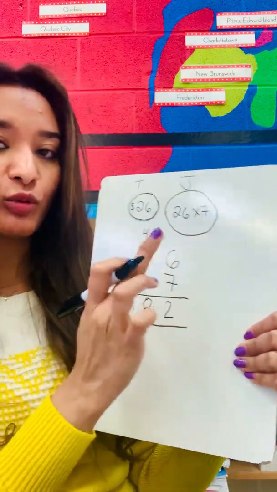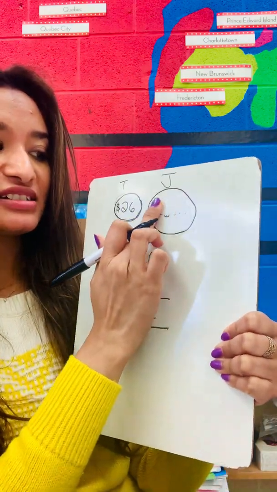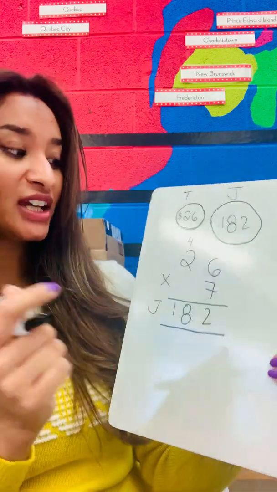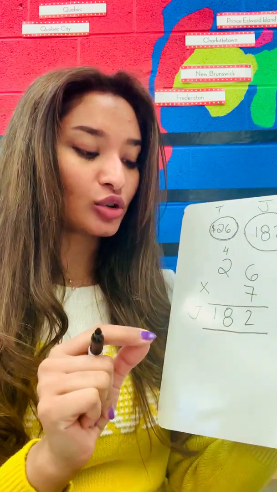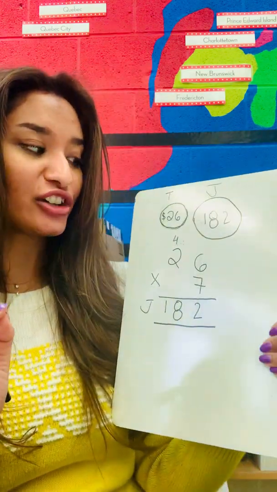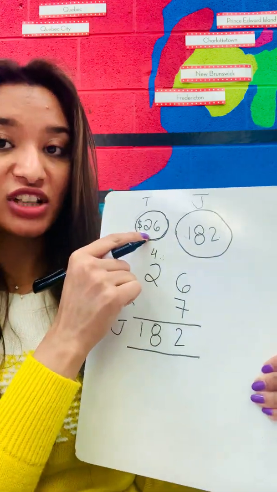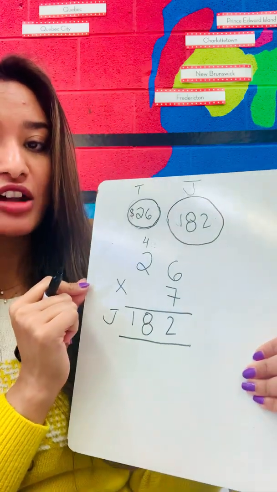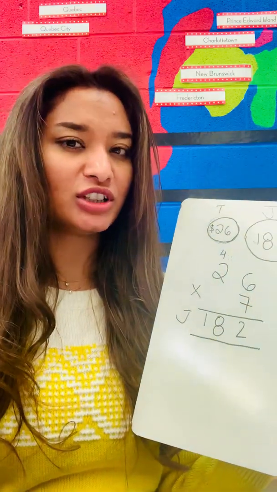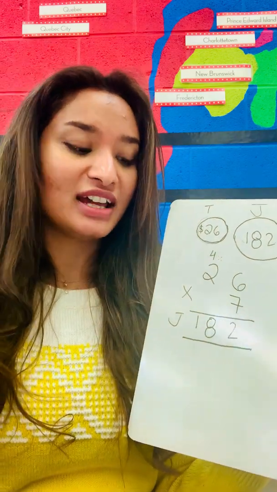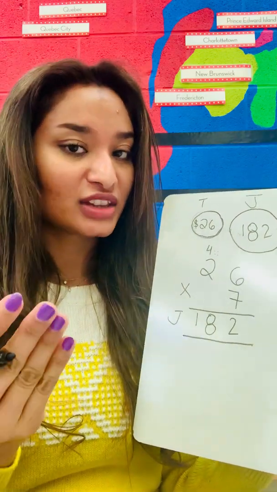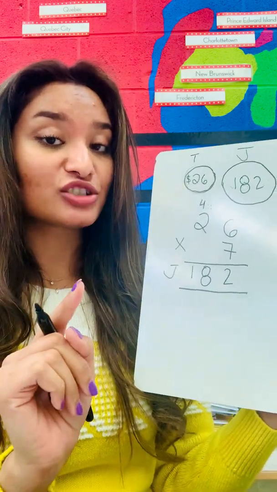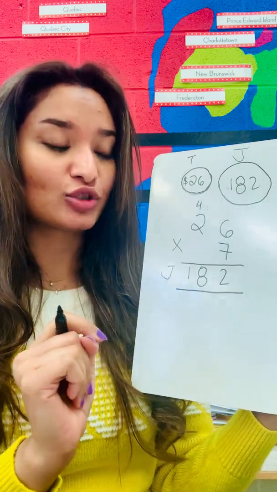So now we found out that the jacket is $182, right? Now they're asking what was the total cost of the t-shirt and the jacket? We already know that the t-shirt costs $26. We found out that the jacket costs $182. What do you think we need to do to find out the cost of both the jacket and the t-shirt? I would like you to try this out, and then you can pause the video, and once you're done, you can unpause it and see if you got it correct.